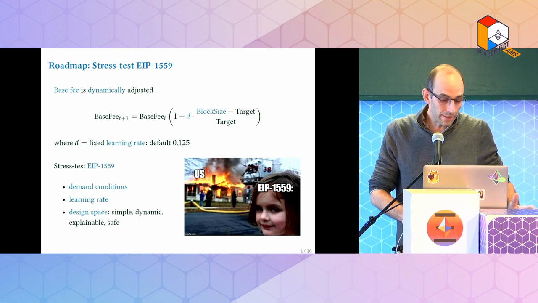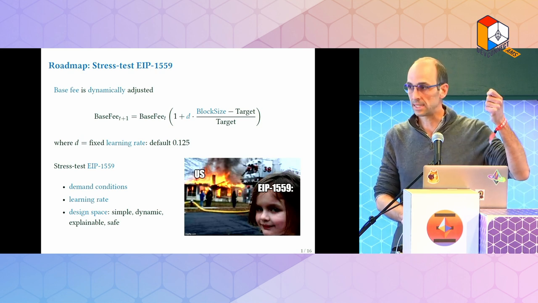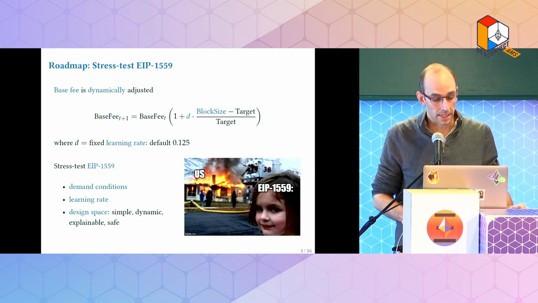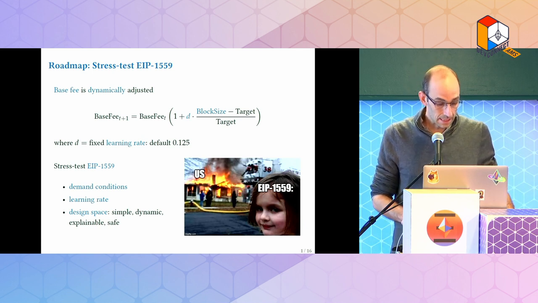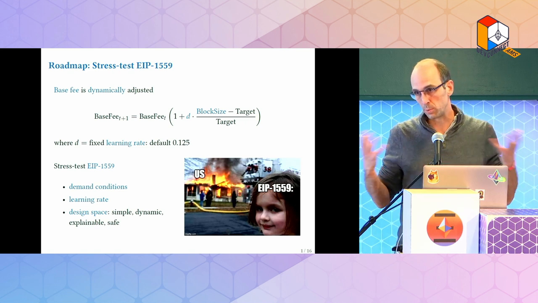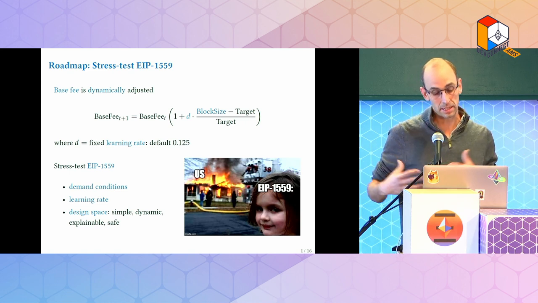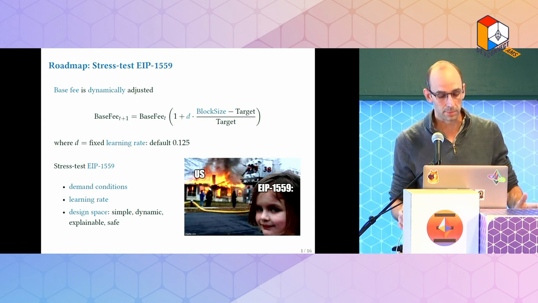We can also change the learning rate, which is set at 1 over 8. This is a parameter that we can decide, and we can have different values for it. We want to see how different values of this parameter are going to change the mechanism. And the last thing that we can do is to go to the design space of possible mechanisms, because this is just one mechanism to update the base fee. We can, of course, start from scratch and think of different mechanisms.